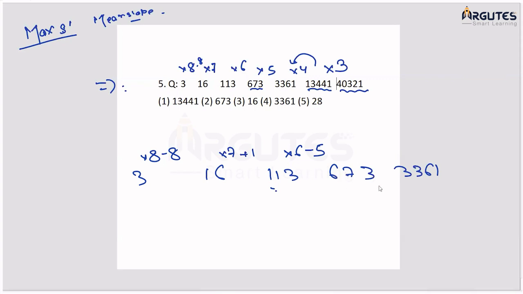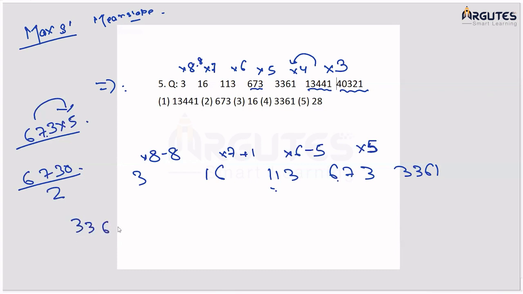Okay, now we will write another result, 673 and 3361. So 673 × 5. We have read in our basic calculation chapter how to multiply any number by 5. We don't multiply the number by 5 directly. We just multiply the number by 10 and divide it by 2. So it will become 6730, and upon dividing by 2, 3365.